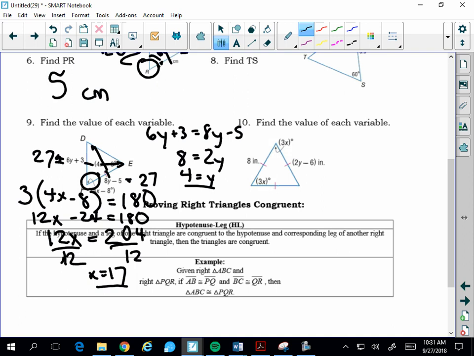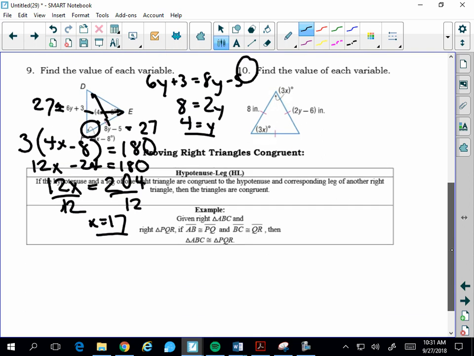And again, we're using all this isosceles triangle, equilateral triangle, all that stuff. So why don't you, using that same logic, try and do number 10. So pause the video, do that, and then we'll come back.